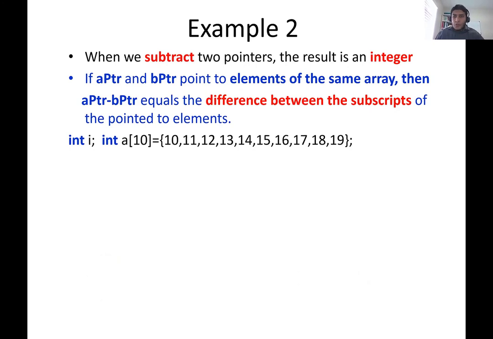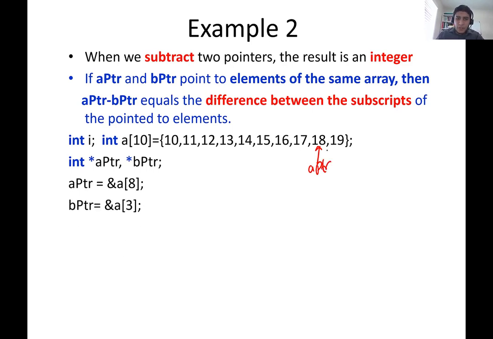If I declare an array of ints that has 10 elements, from 10 to 19 or whatever, then I define 2 pointers, A pointer and B pointer. I assign A pointer to point at A8, which in this case is this one. And then B pointer is pointing to A3, which is this one. And then I would say I equal A pointer minus B pointer.